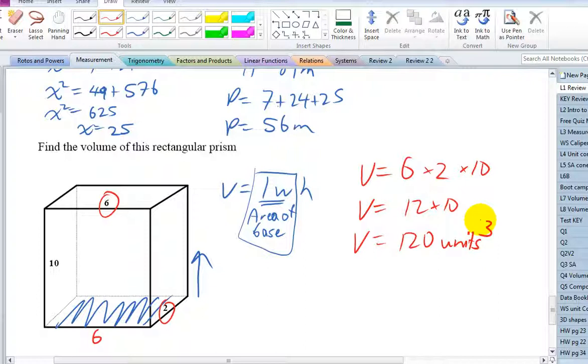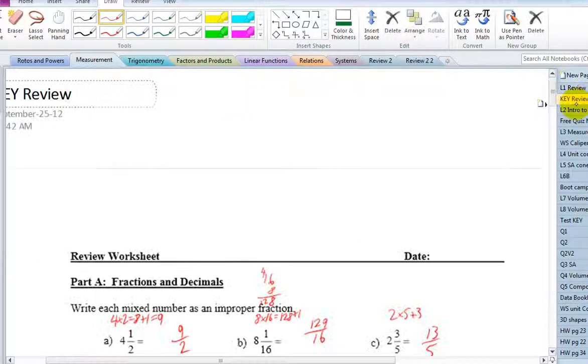Any questions? We're going to cover more about volume and talk about it, but this idea of area of the base is really important because that's going to help you with your formulas. Okay. Please turn to your worksheet now. There's a few we're going to cross off.